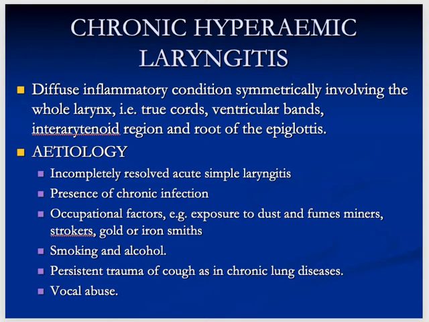What is hyperemic laryngitis? It's a diffuse inflammatory condition which is symmetrical and it involves the whole larynx: the true cords, ventricular bands, intra-arytenoid region and root of epiglottis. Etiology: it can come from unresolved acute simple laryngitis or presence of chronic infection, and exposure to irritants like occupational factors, dust, fumes, gold and iron smiths, general irritants, pollution, smoking, alcohol, persistent trauma of cough as in chronic lung disease or chronic smokers who have lung carcinomas, or vocal abuse.